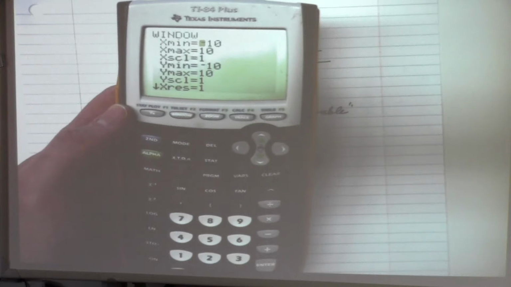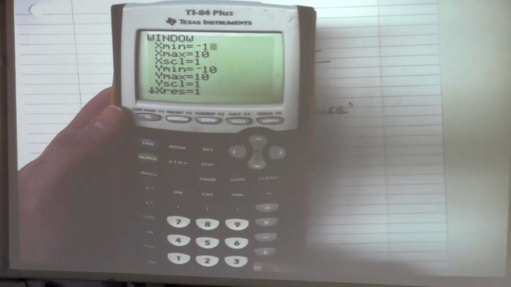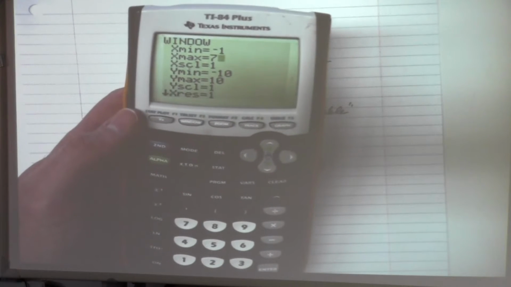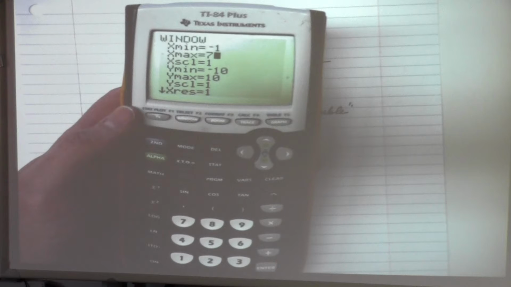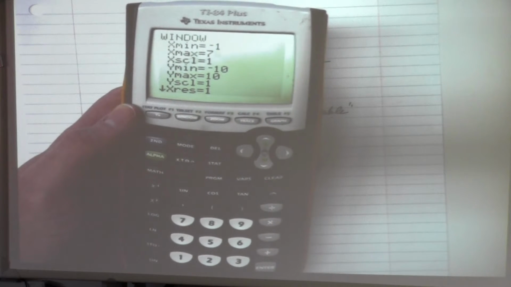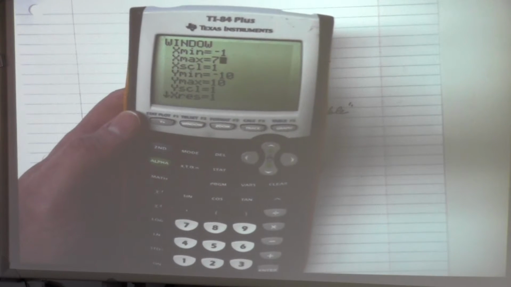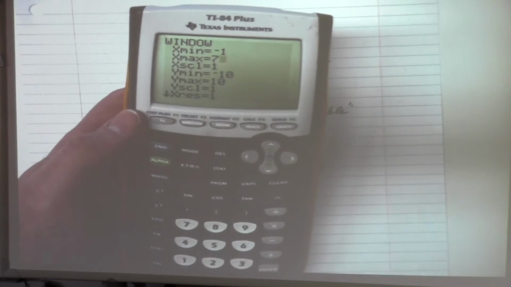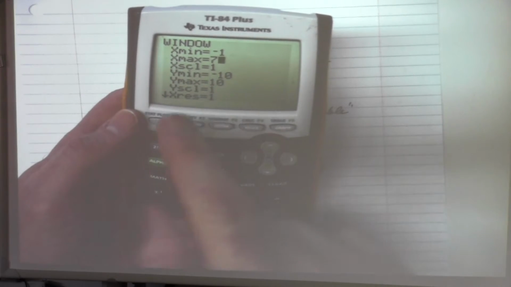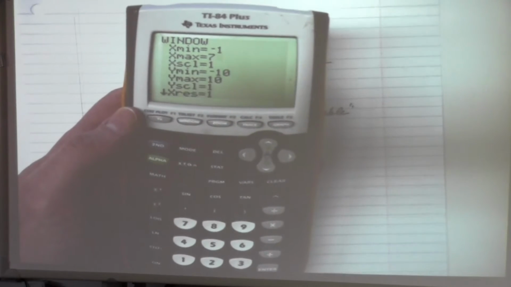What I'm going to suggest are good windows for doing trig functions is to do -1 for the minimum for the x's and 7 for the maximum. That's because 2 pi is 6.28, 2 times 3.14. 6.28 is less than 7, so we'll put the integer 7. Most trig functions, you'll be able to see what you need between 0 and 2 pi. So -1 is before 0 and 7 is after 2 pi.